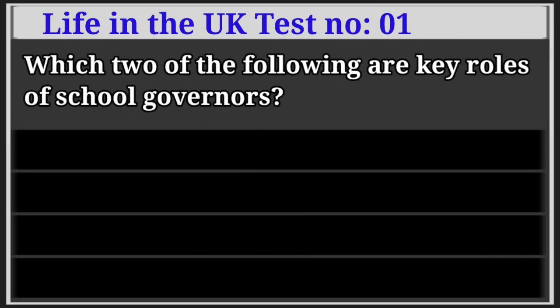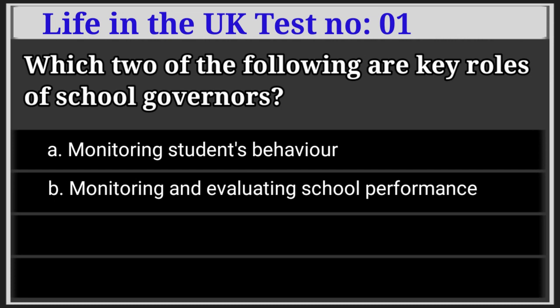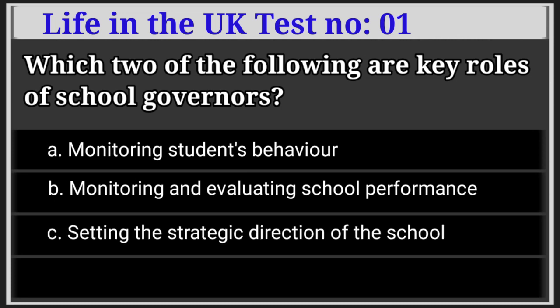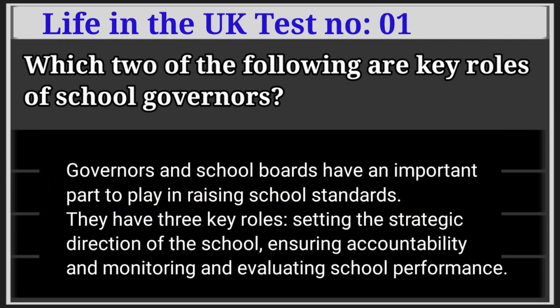Life in the UK test. Question 8 of 24. Which two of the following are key roles of school governors? A. Monitoring students' behavior. B. Monitoring and evaluating school performance. C. Setting the strategic direction of the school. D. Giving awards to the best students of the school. The correct answers are C. Setting the strategic direction of the school, and B. Monitoring and evaluating school performance. Governors and school boards have an important part to play in raising school standards. They have three key roles: setting the strategic direction of the school, ensuring accountability, and monitoring and evaluating school performance.